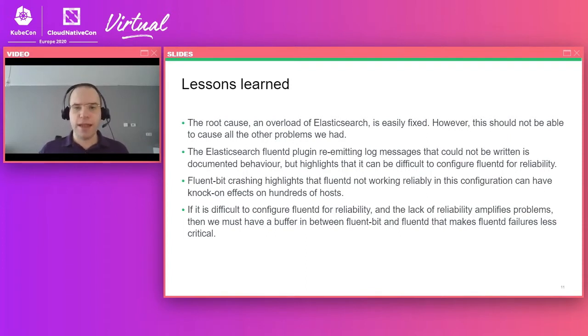FluentBit's crashing highlights that if Fluentd does have availability problems, this can cause problems on every instance on the network that's submitting logs with FluentBit, which is also undesirable. And so the upshot of all these things, the fact that one component can have knock-on effects elsewhere, is we need to decouple those somehow. So if it's difficult to configure Fluentd for reliability, and if Fluentd not being reliable causes problems elsewhere, then we must have something in between there. We need to have a buffer that doesn't break when Fluentd goes unavailable.